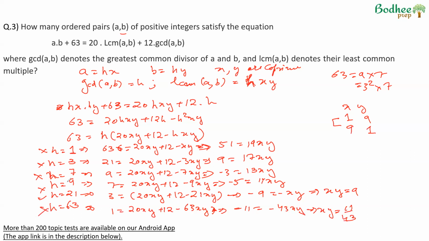So the only possibility that we have is when h is 21, the numbers will be a could be 21, b could be 21 into 9, or vice versa. b could be 21 into 9, a could be 21, or a could be 21 into 9, and b could be 21. So how many ordered pairs are there? 2 ordered pairs are possible, and that becomes our answer.